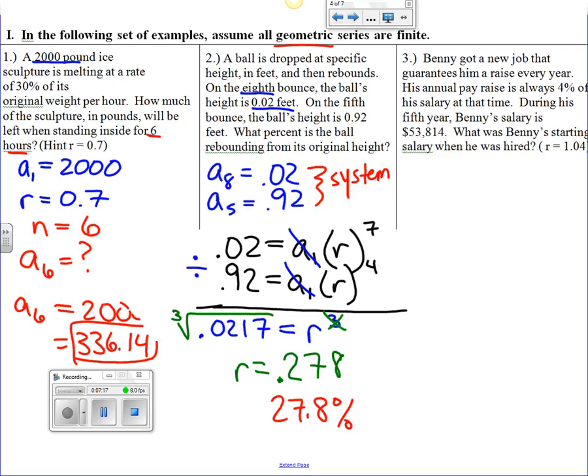27.8%, or I would accept 28% too. I wouldn't count 28% wrong. So they are looking for how much the rebound is every time, and it's 28% of the original height.